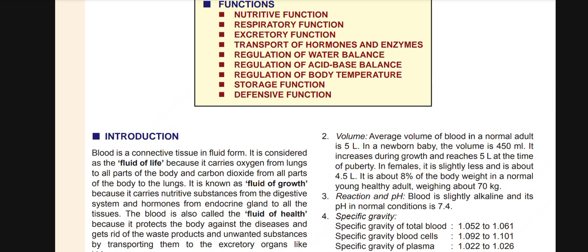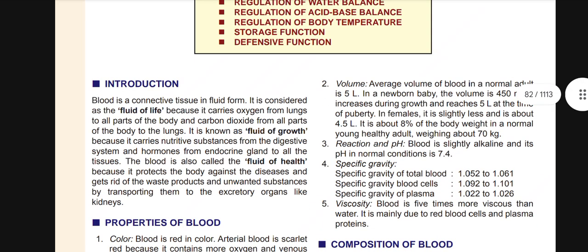First of all, in the introductory part, blood is called the fluid of life because it generally carries oxygenated blood and deoxygenated blood. In case of oxygenated blood, it carries oxygen from the lungs to all parts of the body. And in case of deoxygenated blood, it carries carbon dioxide from all parts of the body to the lungs. That's why it is called the fluid of life.